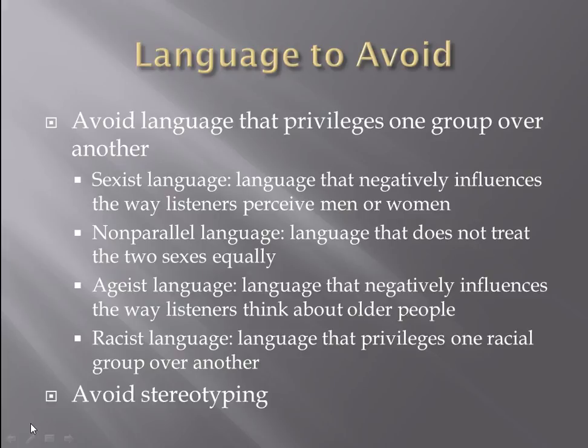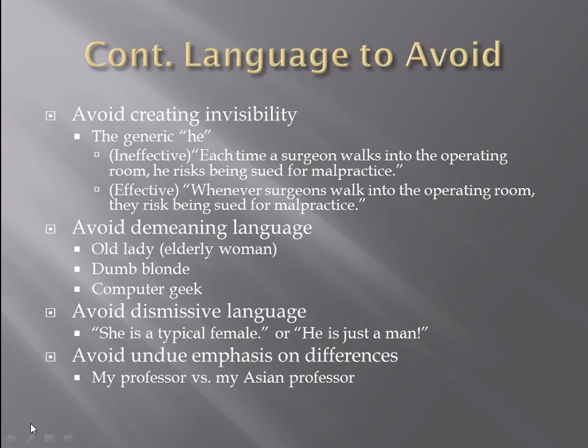And of course, we want to always avoid stereotyping other people, because we miss out on some wonderful people and some wonderful things when we choose to stereotype. But let me be a little bit more specific with this. We want to work to avoid, in our language choices, creating invisibility. And a good example of that is the generic he.